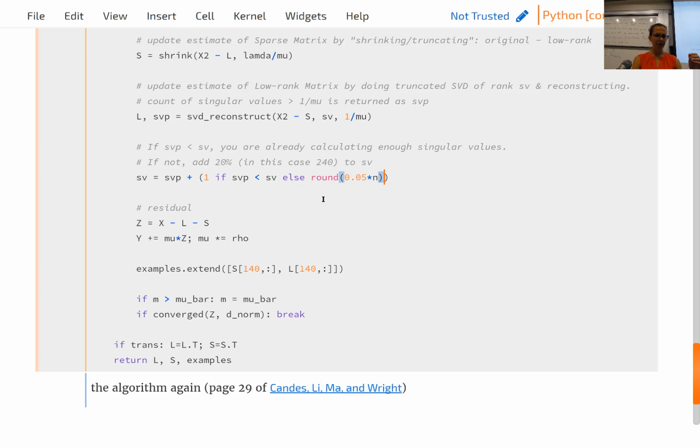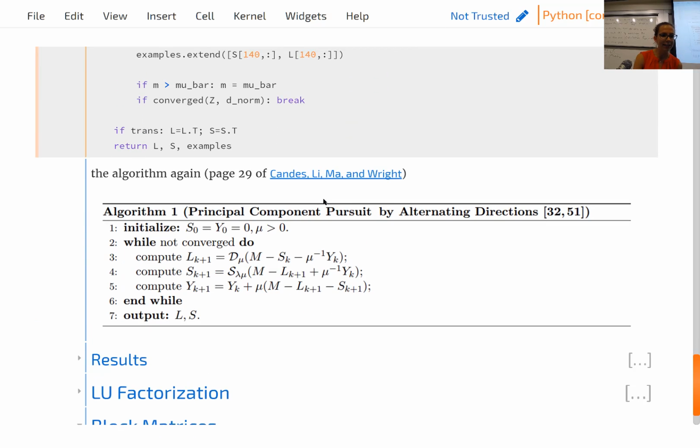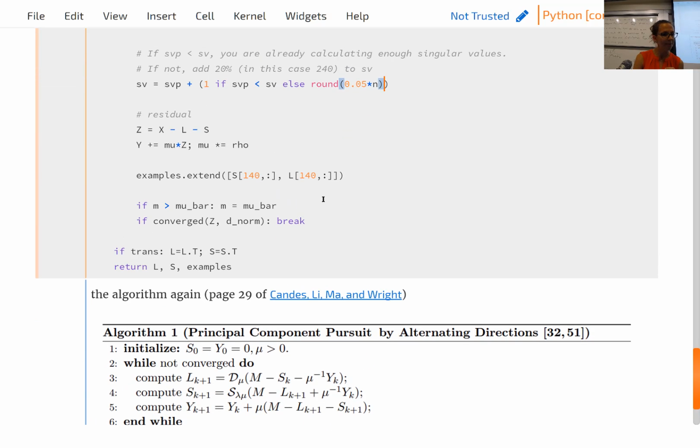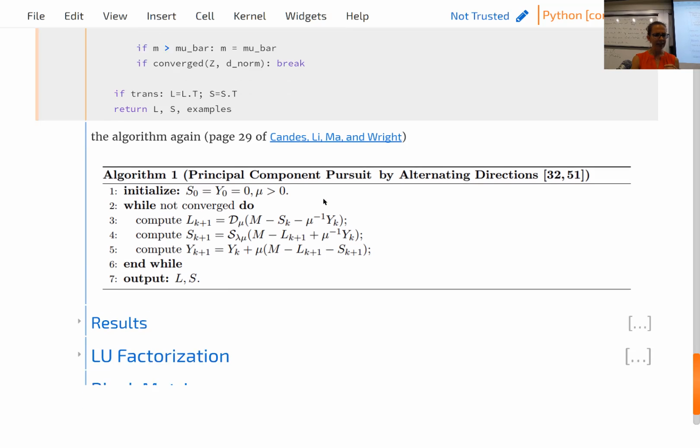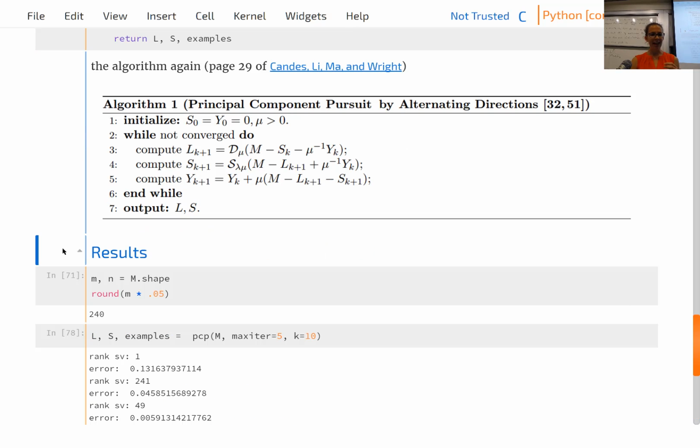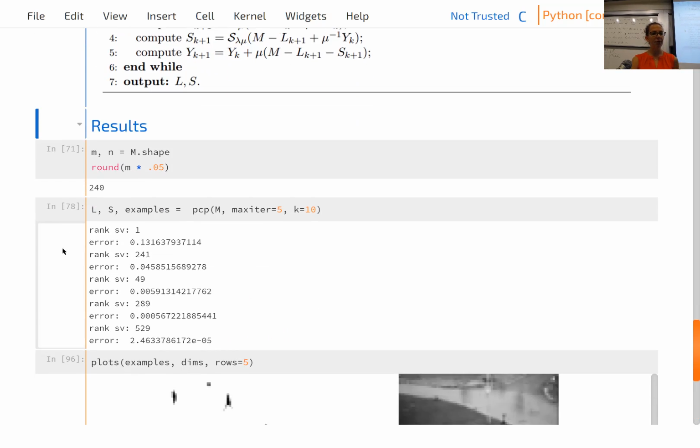Actually, let me show this now. I added some print statements that I didn't have last time to say what rank it's using each time. So when we use the algorithm, it starts with just calculating rank 1, and that was not enough, so we add 240. That's 20% of the smaller dimension, which is 1,200. Next time we've got rank 241.